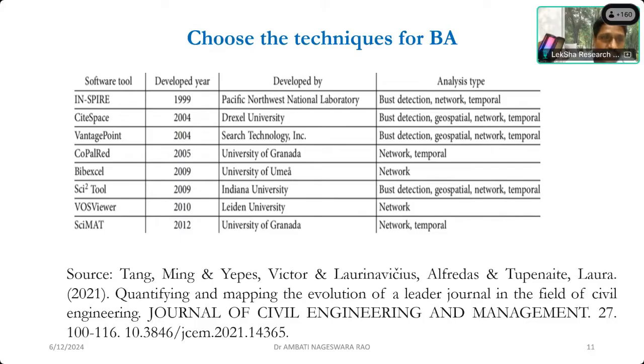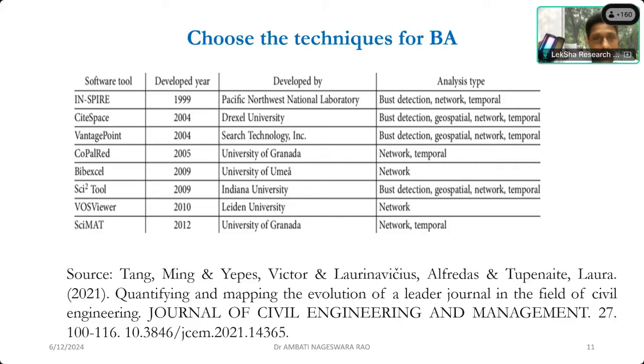As you can see on this slide, there is a software tool called Inspire. It was developed in 1999 by Pacific Northwest National Laboratory. Second one, CiteSpace. I don't know if there are any librarians in our team. Most librarians know about it, especially those from library science and information subject. They might be using various software from time to time. CiteSpace is another important software. After VOSViewer, I have seen a good number of papers using CiteSpace.